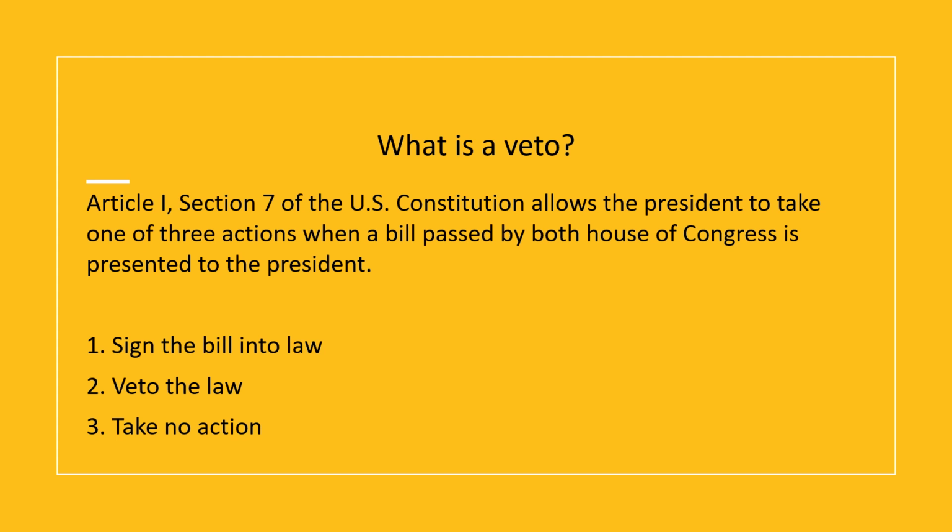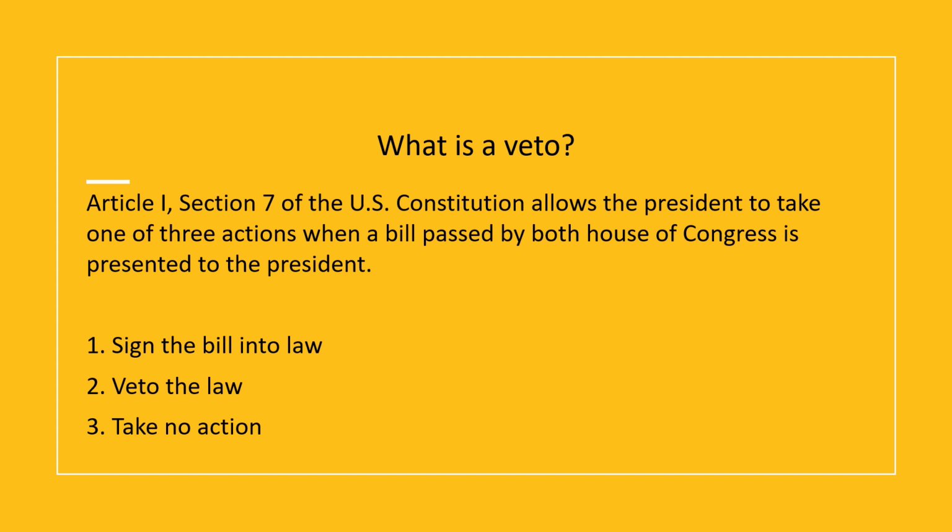Second, the President might veto the law. To veto the law, Article 1, Section 7 requires that the President give the reasons in writing for vetoing that law. However, there's an exception, and that exception is number 3. What if the President takes no action? If more than 10 days remain in the legislative session, then the President can take no action, and then that bill becomes law without the President's signature.